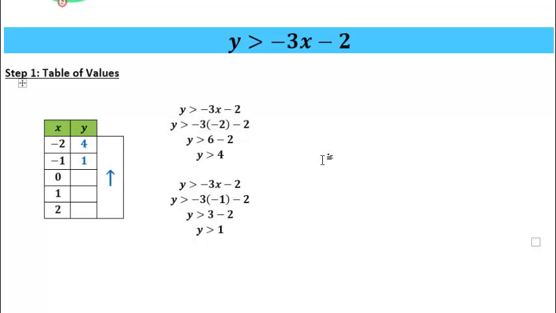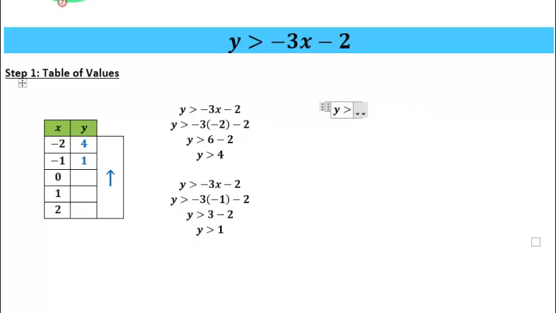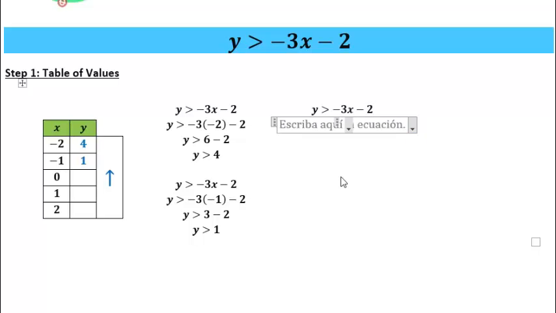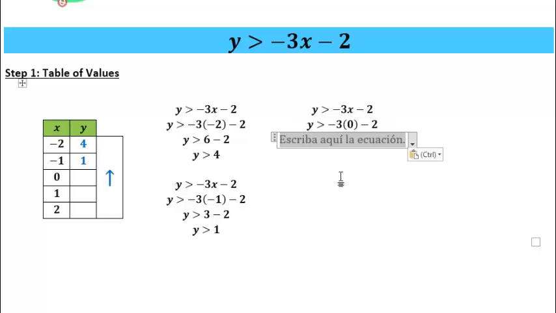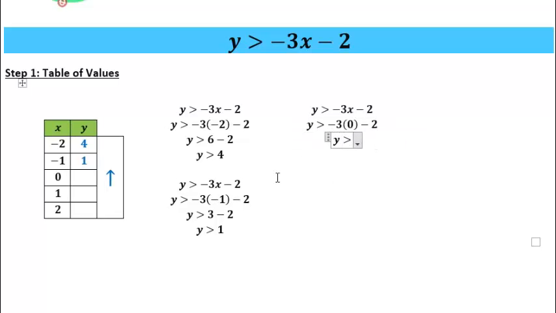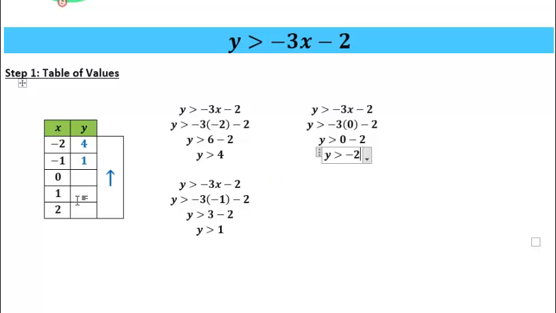Okay, so the next one is gonna be y greater than -3x -2. I'm always using the same formula, and now I'm gonna substitute with number 0. So -3 times 0 -2, y greater than -3 times 0, 0. You copy -2, and 0 -2, that will give you -2. Yes, so that's the number you're gonna put on the table of values. You keep going. Okay, we're missing only 2 more.